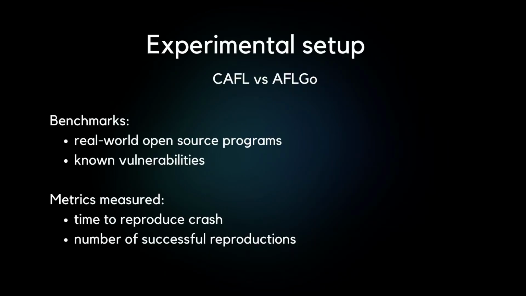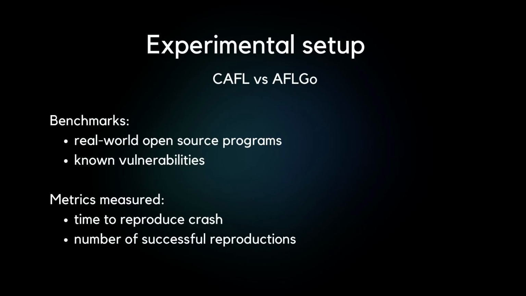To evaluate their approach, the authors conducted experiments comparing CAFL with an existing directed fuzzing tool called AFL Go. The goal of these experiments was to determine whether constraint-guided fuzzing could reproduce crashes more efficiently than traditional directed fuzzing. The evaluation was performed using several real-world software programs, each containing known vulnerabilities. These programs included open-source applications commonly used as benchmarks in fuzzing research.